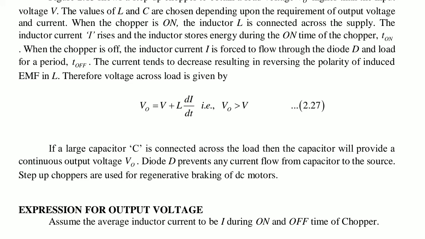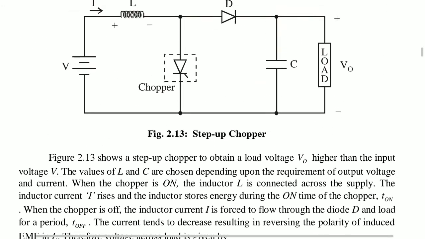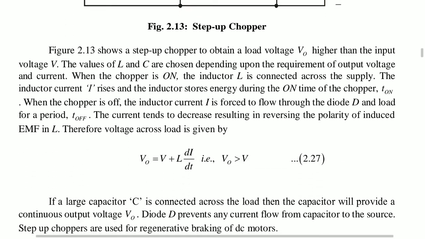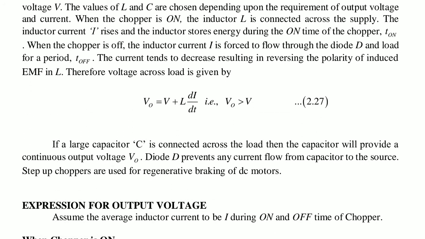If a large capacitor C is connected across the load, as we can see in the circuit diagram, there is a capacitor connected across the load. Then the capacitor will provide a continuous output voltage VO. The diode D prevents any current flow from the capacitor to the source.